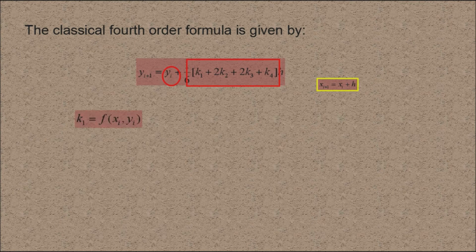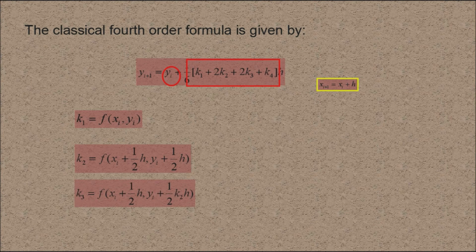k1 is just the function evaluated at x and y. k2 is also the function evaluated, but now at x plus half the step size and y plus half the step size multiplied by the function k1.